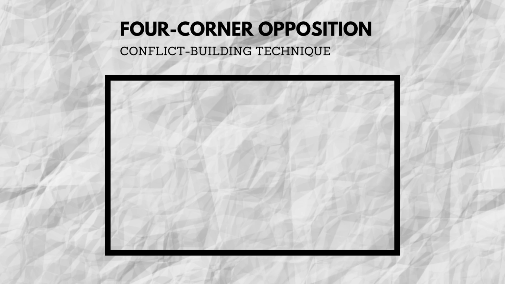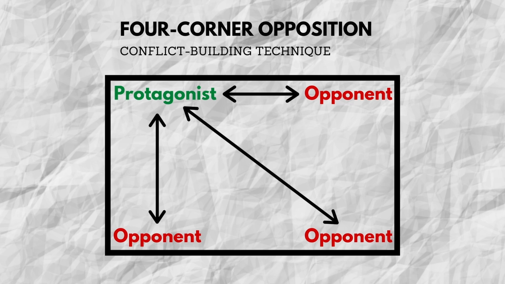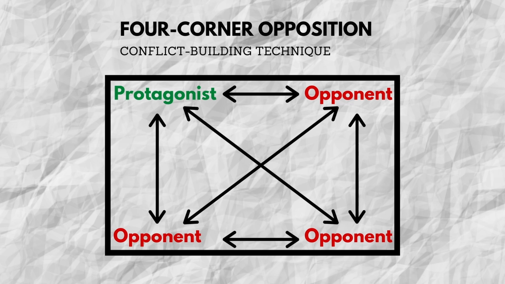You put your main character at the upper left corner of a rectangle, and you put opponents at the other 3 corners. Then you put all 4 sides into conflict with each other. This means that not only does your hero engage in conflict with the other 3, but the opponents themselves also engage in conflict with each other.